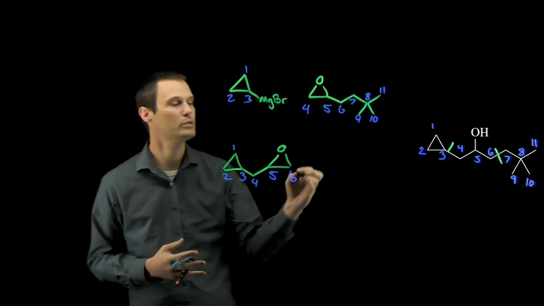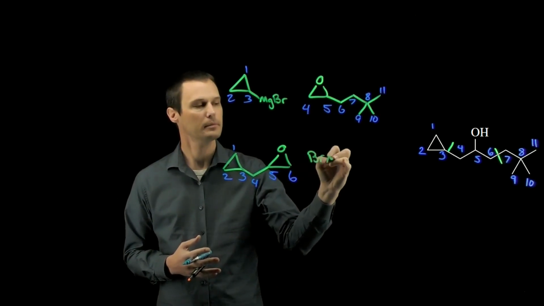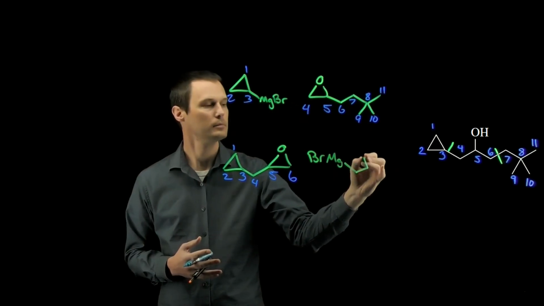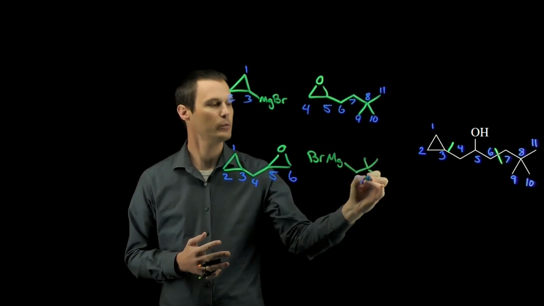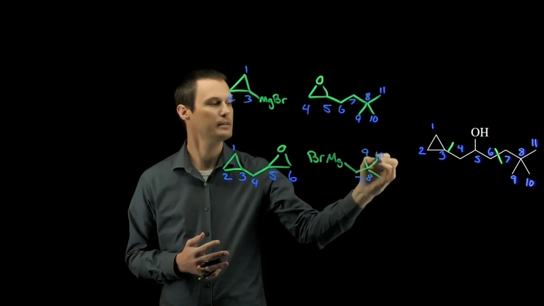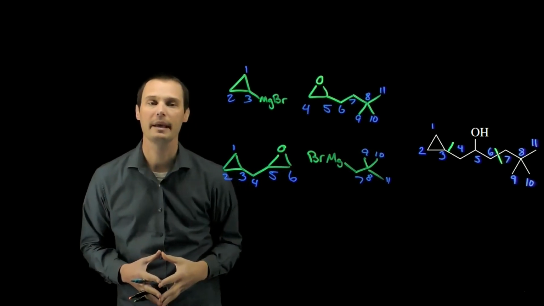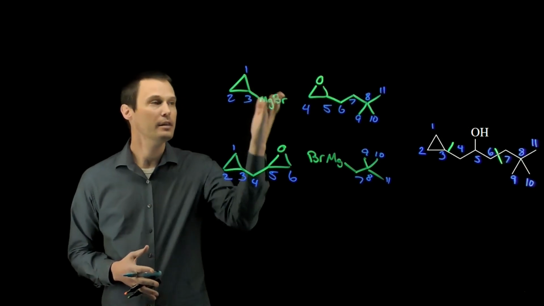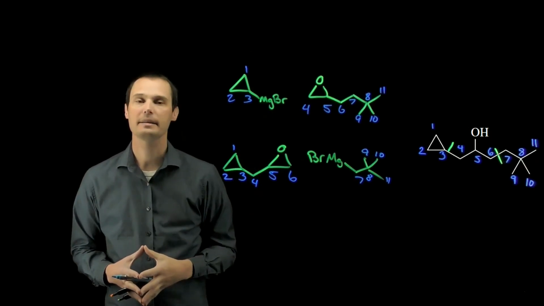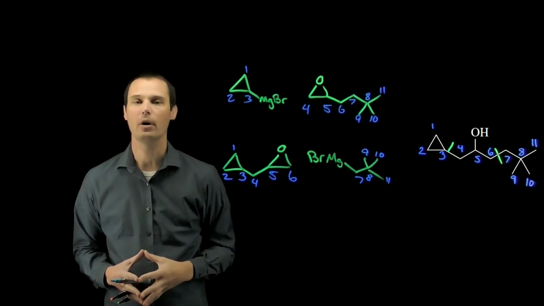So that means carbon 7 used to be the Grignard reagent. Carbon 7 was a Grignard reagent, and then we have 8, 9, 10, and 11. Carbon 7 could attack carbon 6, open up the epoxide, and that would put the alcohol at carbon number 5. These are the two Grignard and epoxide strategies that could make this alcohol in one step.